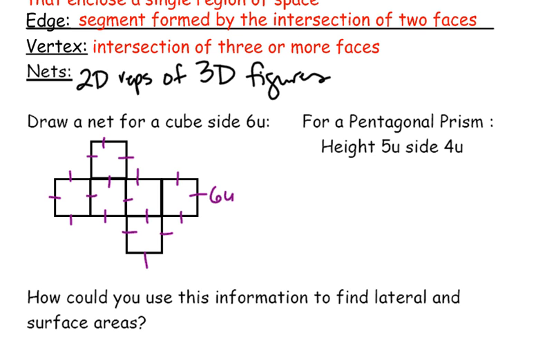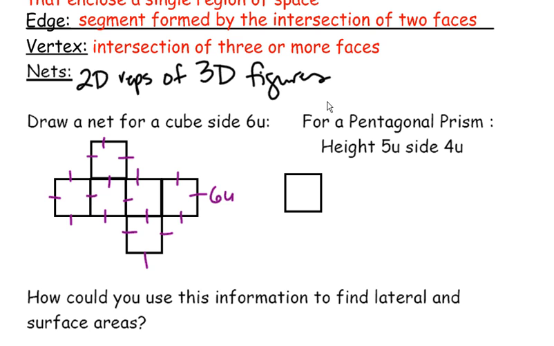Okay, it gets a little more difficult when we're talking about a pentagonal prism. Now we name prisms by their bases, so if it's a pentagonal prism, it's got a pentagon at the top and the bottom, and then the number of lateral faces will be equal to the number of sides of the base. So since this is a pentagon, and a pentagon has 5 sides, there are going to be 5 lateral faces. So I'm going to draw my lateral faces.